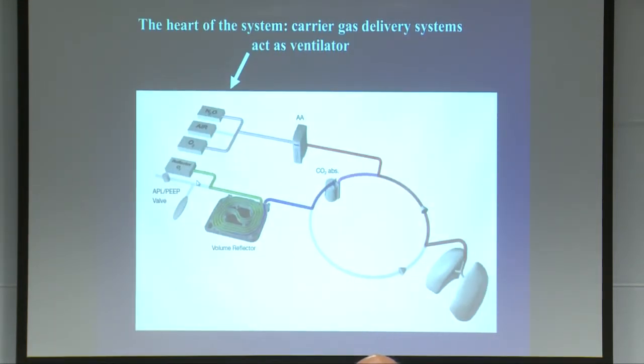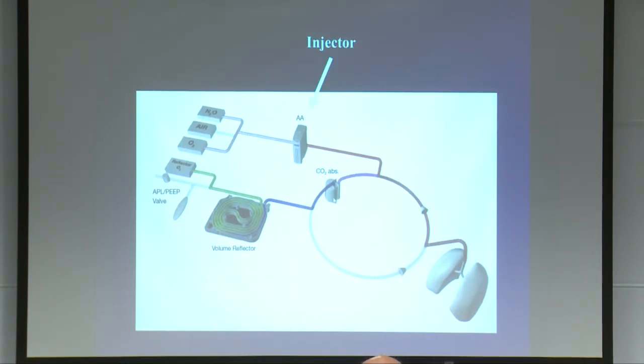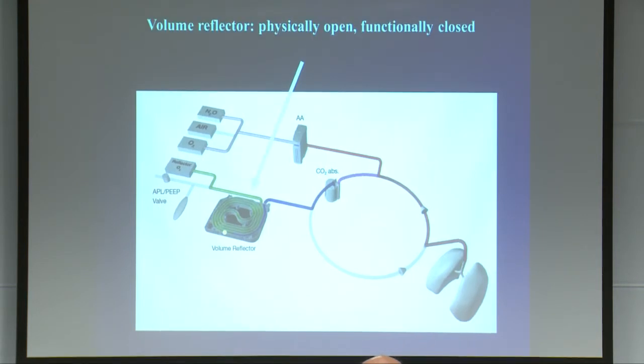That's the heart of the system here, I think, or part of the heart of the system. These are carrier gas delivery systems that in and by themselves act as a ventilator. So here your carrier gases come, vapor is injected, and everything is pushed towards the patient. Previously exhaled gas will be added to the mix by a second ventilator using oxygen. So oxygen is the driving gas, and will push the previously exhaled gas towards the patient. So that is how the Flow-i works. So that's an injector. And this here is the volume reflector, which is a physically open, functionally closed system.